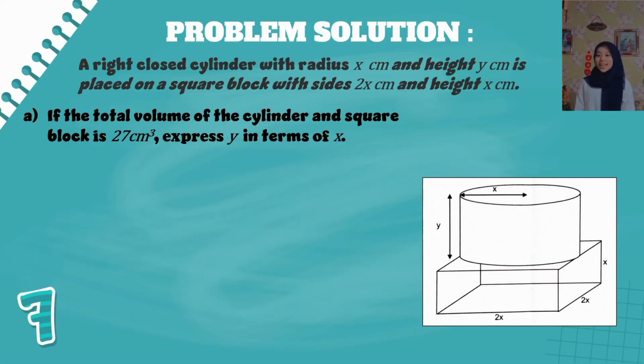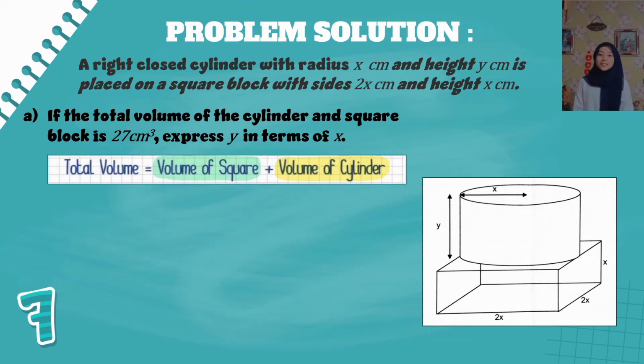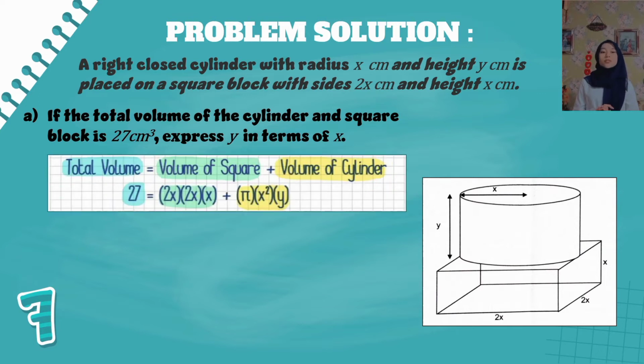Let's solve question A. If the total volume of the cylinder and square block is 27 cm cubic, express y in terms of x. We can get the total volume by adding the volume of the square block with the volume of the cylinder. Since it has been given before that the total volume is 27 cm cubic, 27 is equal to the volume of the square, which is 2x times 2x times x, plus the volume of the cylinder, which is pi times x squared times y.